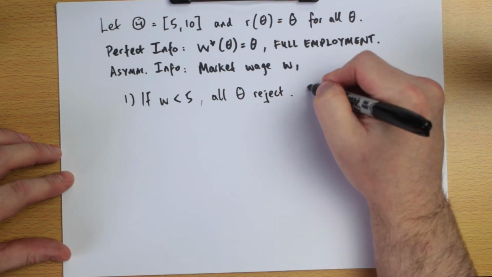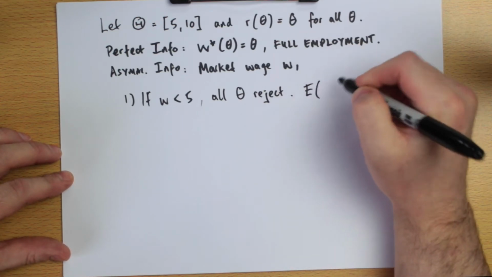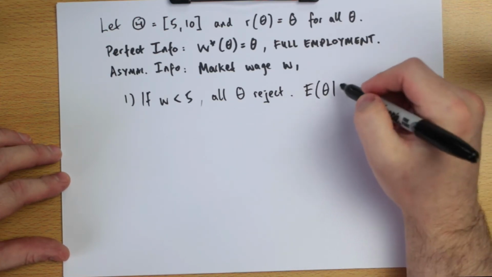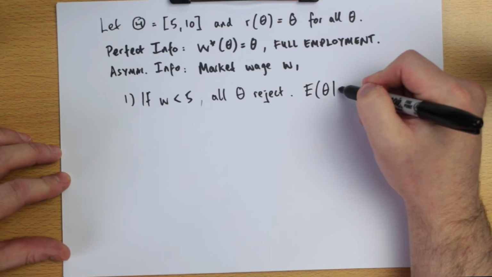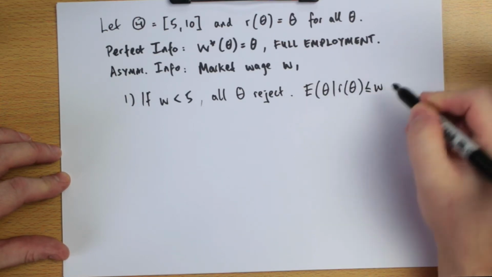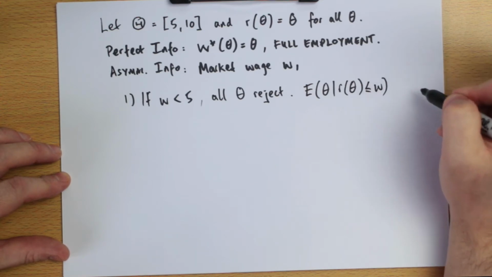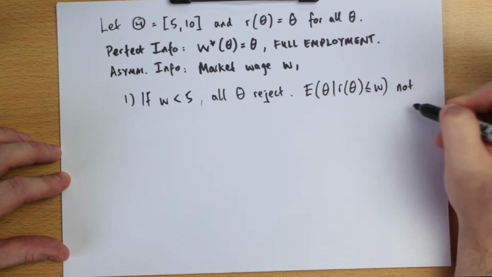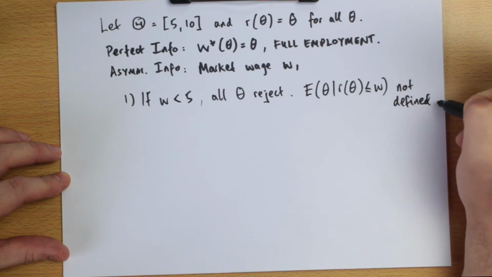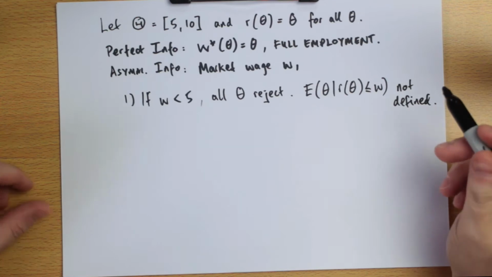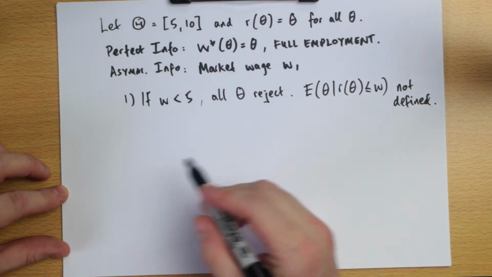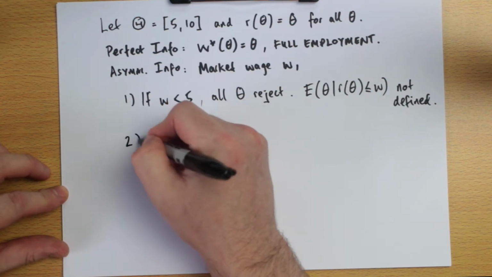So this expected revenue, expected productivity, the expected value of the theta that are employed, that's the condition for which they accept employment, is not defined. We're trying to take the expected value of an empty set, which we can't do. You could take it as 0 and amend the definition of equilibrium slightly, but we'll just say it's not defined. So that's case one.